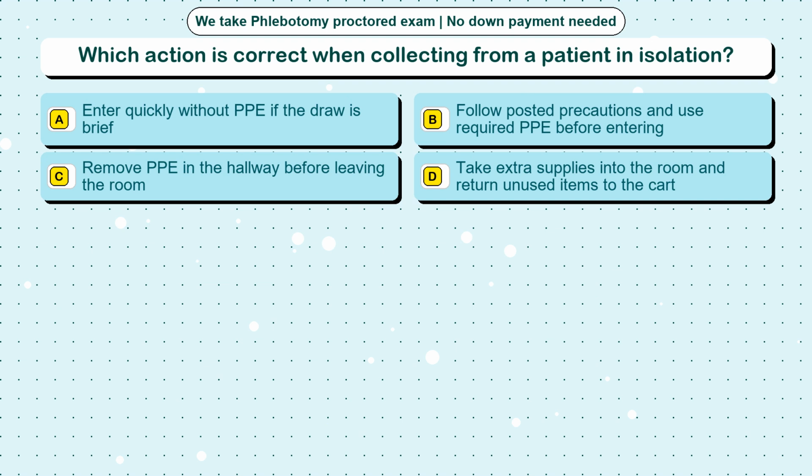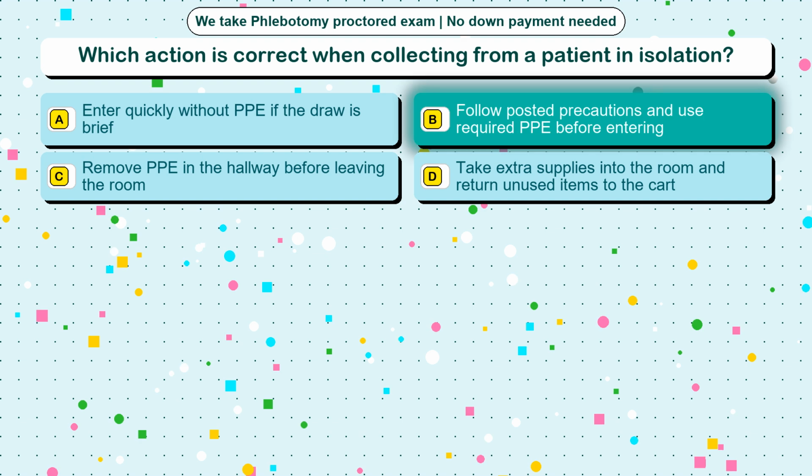Question 23. Which action is correct when collecting from a patient in isolation? Option A. Enter quickly without PPE if the draw is brief. Option B. Follow posted precautions and use required PPE before entering. Option C. Remove PPE in the hallway before leaving the room. Option D. Take extra supplies into the room and return unused items to the cart. The correct answer is option B.